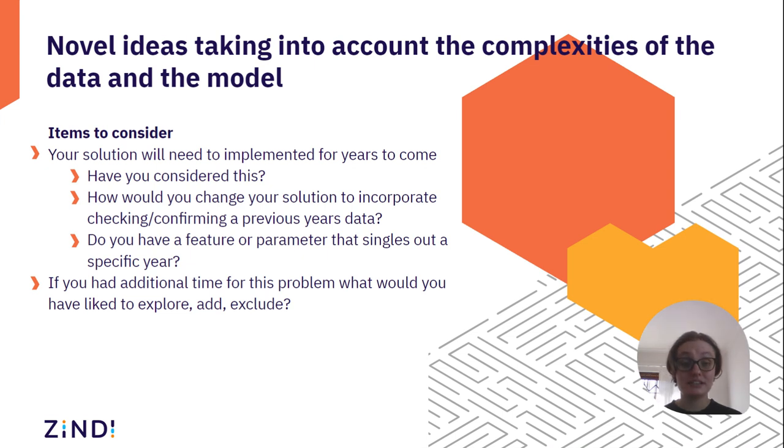So your solution is going to be implemented in years to come. Have you considered this? How would you change your solution to incorporate checking, confirming a previous year's data as data collection methods might change? Do you have a feature or a parameter that singles out a specific year or something similar? If you had additional time for this problem, what would you have liked to explore, add, exclude?